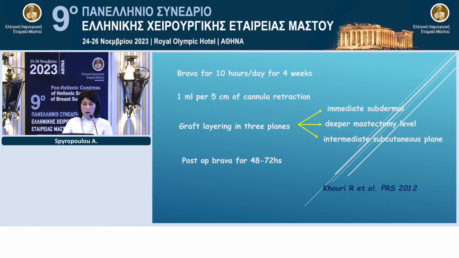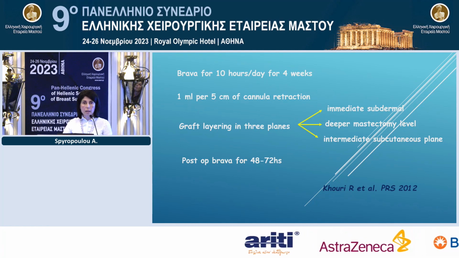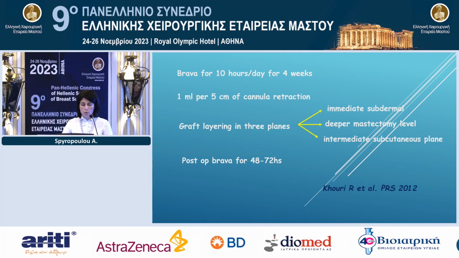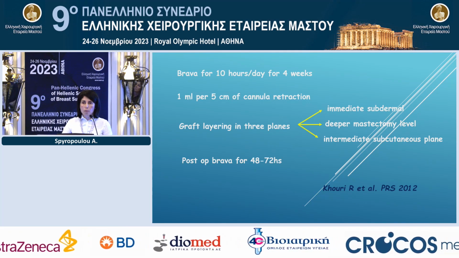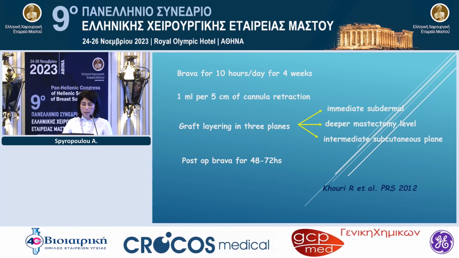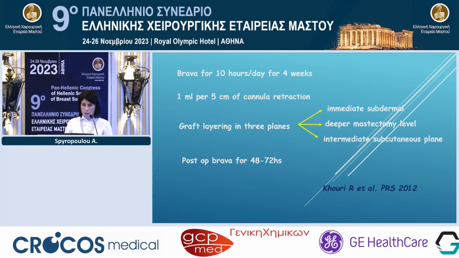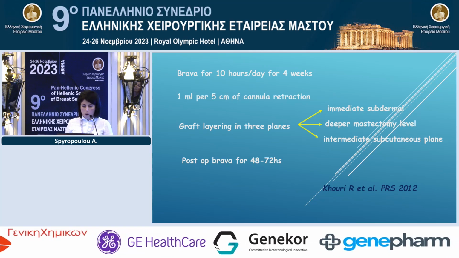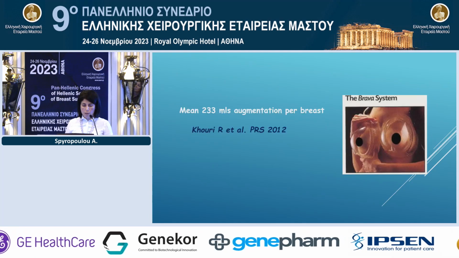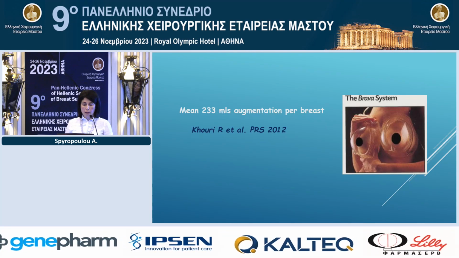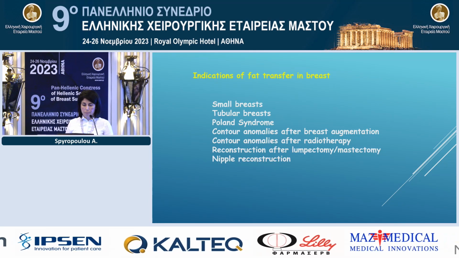He uses Brava for 10 hours per day for 4 weeks, and then he puts, as we said, 1 ml per 5 centimeters of cannula retraction, and he performs graft layering in 3 planes: the immediate subdermal, the deeper mastectomy level, and the intermediate subcutaneous plane. And he puts post-operative Brava for 48 to 72 hours. And he described a mean 233 ml of augmentation per breast.